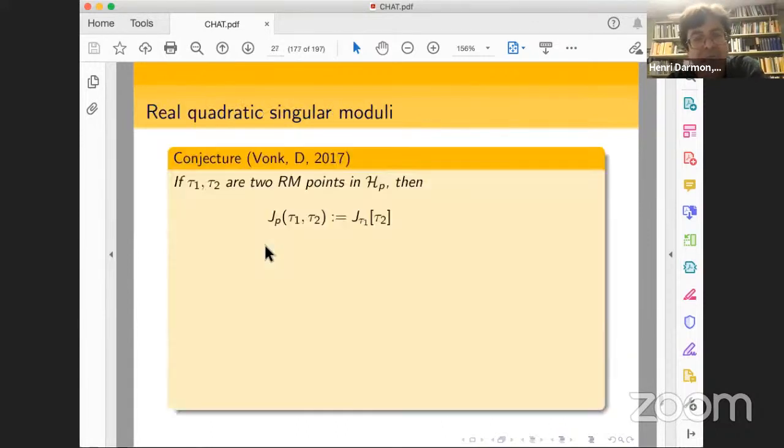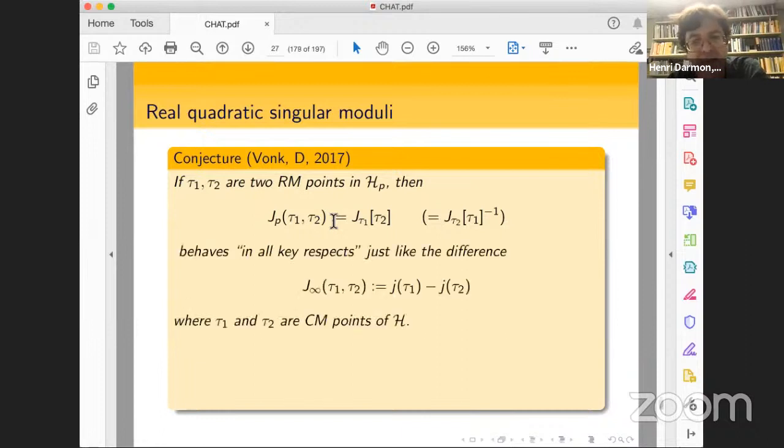Okay, so finally, once we had these rigid meromorphic cocycles with divisors supported on certain RM points, we could look at their values, the value of J_tau1 at another RM point tau2. And this is a p-adic function of two variables, tau1 and tau2, two RM points. And it satisfies a certain anti-symmetry relation. And the conjecture is that this behaves in all key respects exactly like the difference of singular moduli as were studied in the work of Gross and Zagier for tau1 and tau2 CM points.